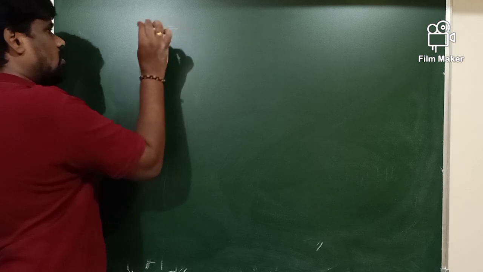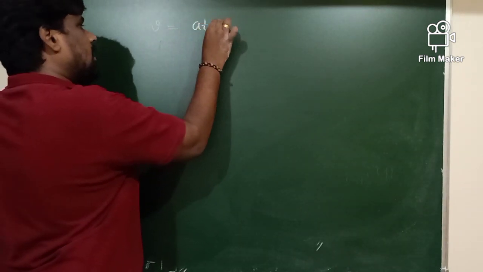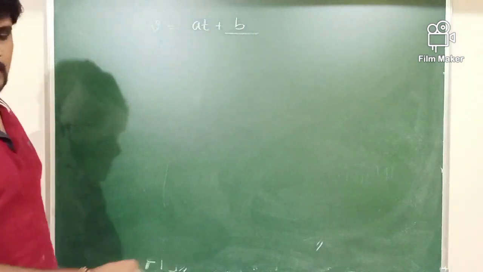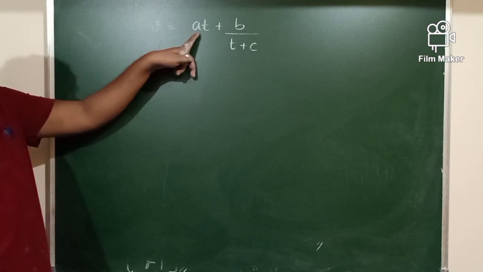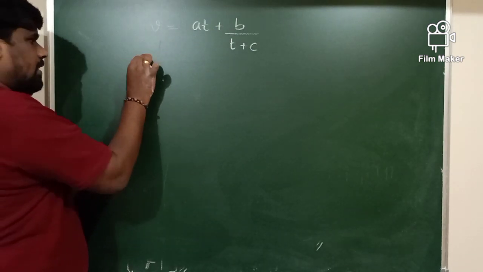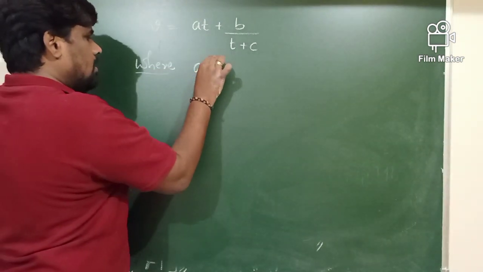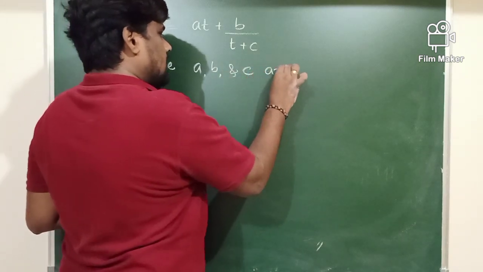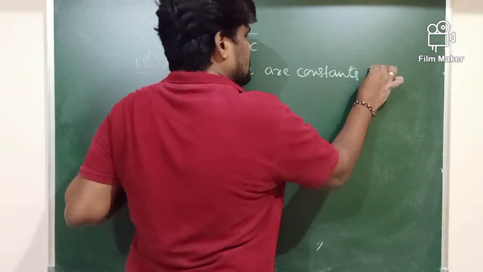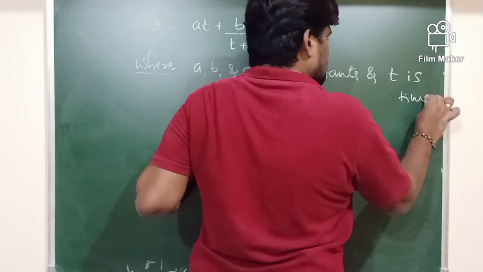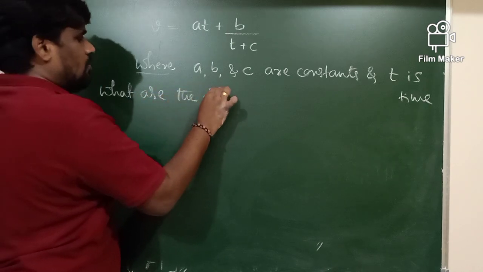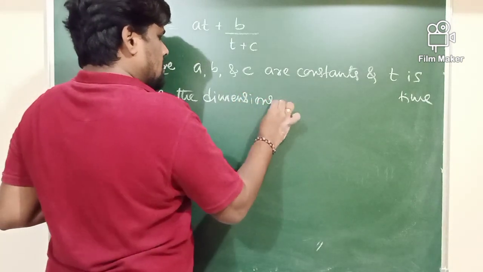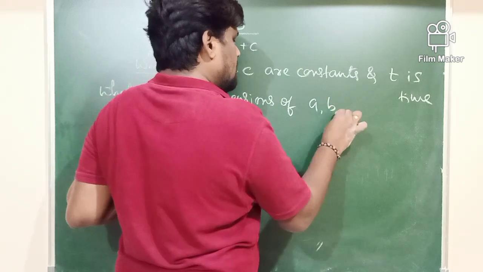I have one more equation here. Velocity V is given by AT plus B divided by T plus C. Velocity V is equal to AT plus B divided by T plus C, where A, B and C are constants and T is time. What are the dimensions of A, B and C?